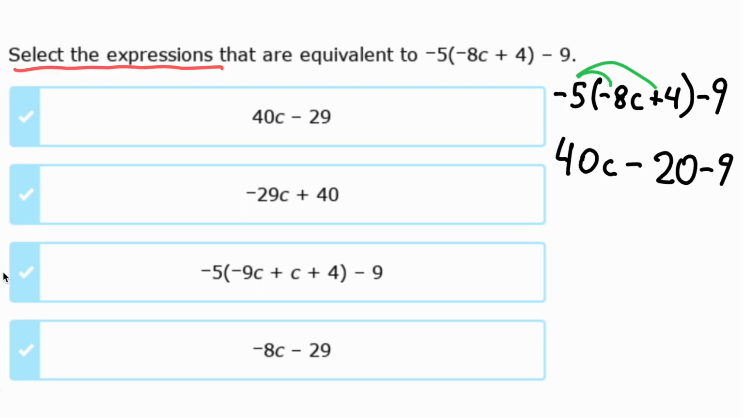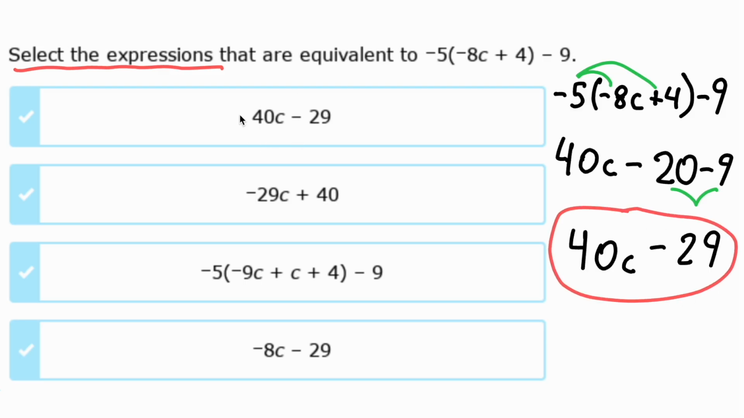Next, we can combine like terms. So negative 20 minus 9 is negative 29. So 40c minus 29 is our simplest form. And it looks like the first answer is 40c minus 29, so that's correct. But we need to check all the other answers in case one of those are correct as well.